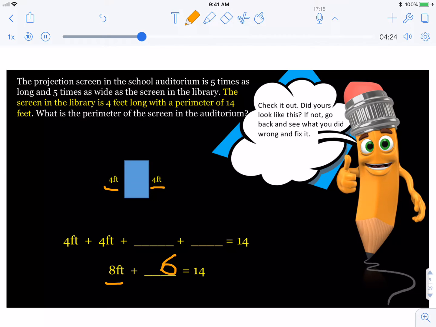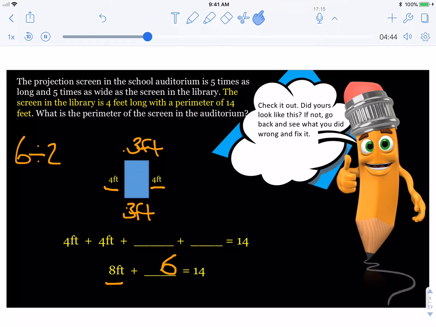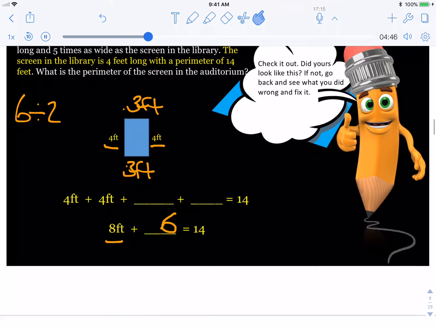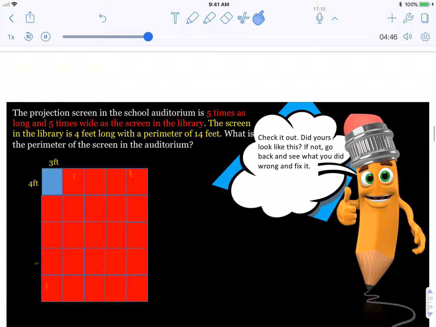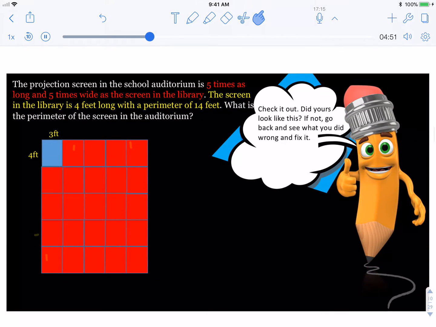Well, we have two sides that equal 6. We have to divide by 2 so that each side can have a part of the 6. So 6 divided by 2 is 3 feet and 3 feet. Now we know that the width is 4 feet. The length is 3 feet.